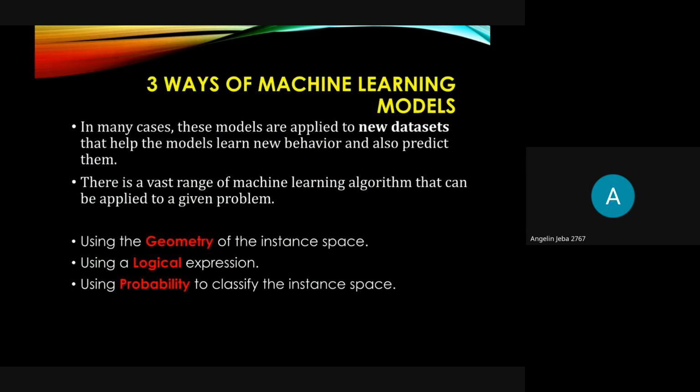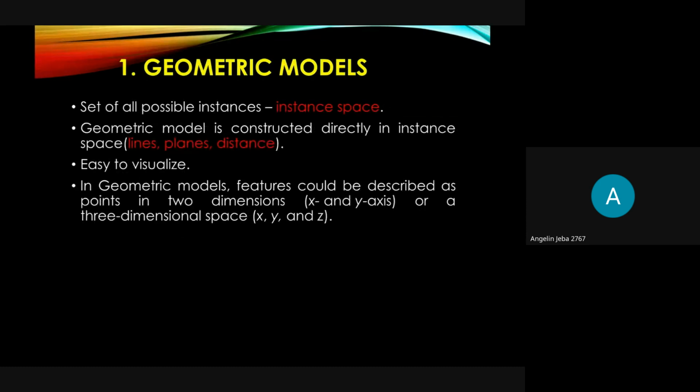Okay. So the three types of machine learning models are geometric, logical, and probabilistic. Okay. So these models are applied to new data sets that will help to learn the new behavior and also predict them. So we will be learning about these geometric, logical, and probabilistic models.